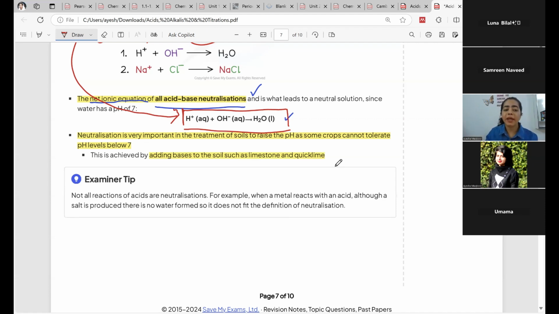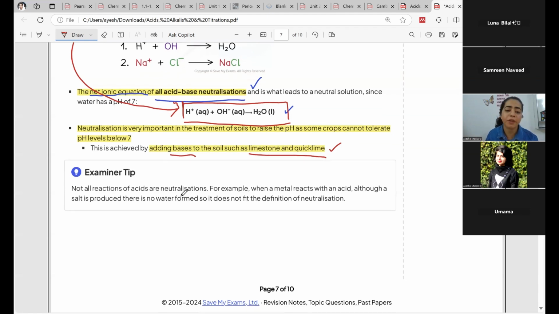Right. So in that case we can add any base or alkali to the soil, for example limestone or quicklime. Any base that is good for the plants as well. We add it to the soil, the soil becomes neutral, and the plants which need neutral soil can grow better. So like this, the neutralization reaction is important for the plants.